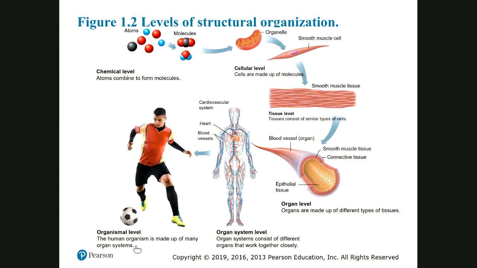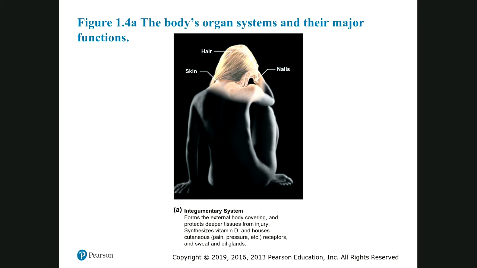Those organ systems are made up of organs. Organs are made up of tissues. Tissues are made up of cells, and cells are made up of chemicals. So that is the structural organization, or the hierarchy, of how we study the human body. So let's study those systems.